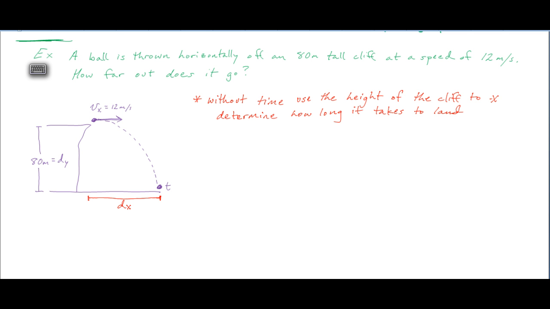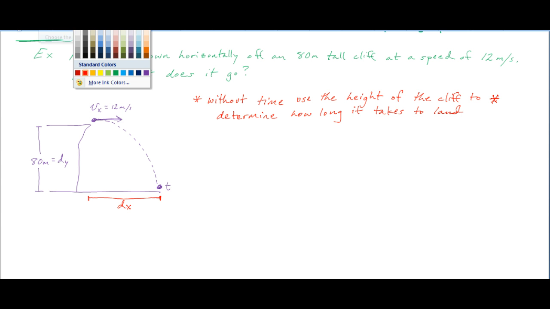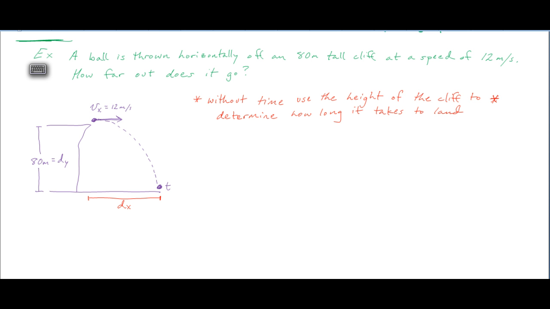Which should make sense. The height of the cliff is going to determine how much time it takes you to land on the ground below. You jump off a taller cliff, it's going to take more time to land. So how do I use the height of the cliff to determine the time? I need to use my equation, dy equals 1/2 gt squared. I know the height of the cliff, dy, is 80 meters.